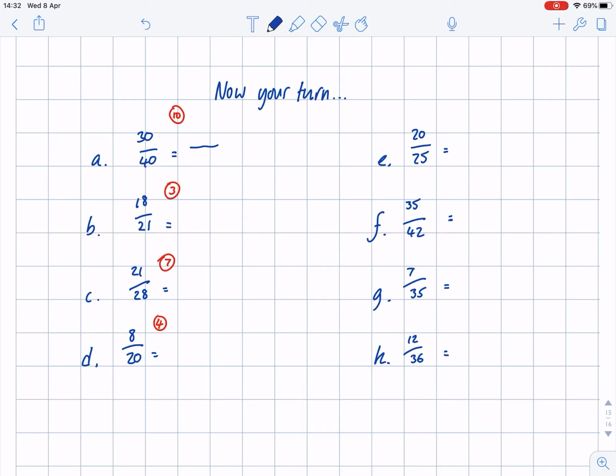For the last 4, I haven't given you the highest common factor. So you need to think about which times table, say for E, which times table are 20 and 25 in? What's the highest multiplication table they're both in? And then use that number to simplify it. So have a pause now. I'm really stretching you today, so good luck. Go through them and then press play when you're ready to go through the answers.